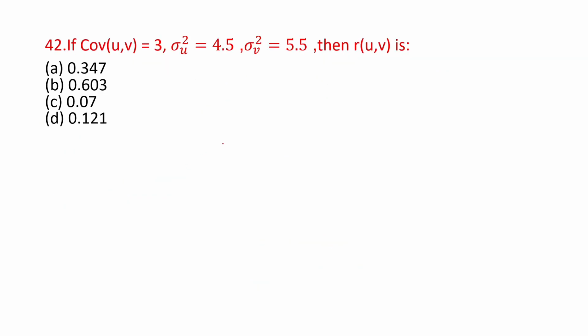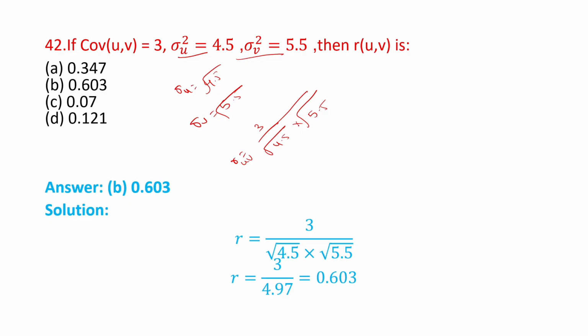Next, the regression coefficient, again here they have given the variance, so we should convert it to the standard deviation. Standard deviation of u is 4.7, v is equal to 5.5 square root. Now r uv is equal to 3 by 45 into 5.5. Just simplify this one, then you will get the answer of 0.603.